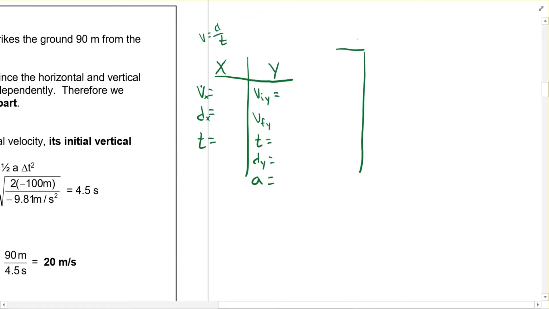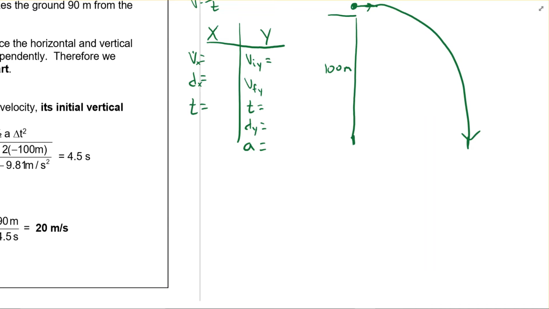So we've got something, this rock, it's thrown off this way, right? And it's going to make a path something like this. Alright, so it says the height is going to be 100 meters. That's how tall the cliff is. It lands 90 meters from the base of the cliff. Alright, and what else do we know?